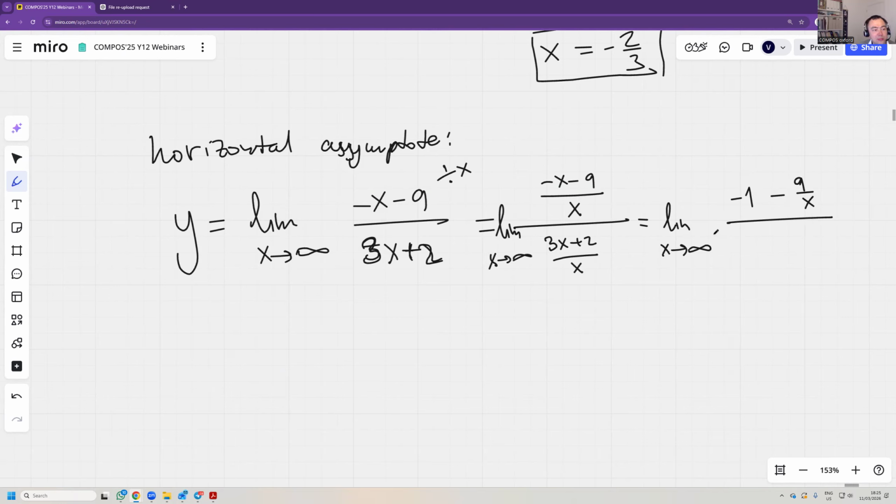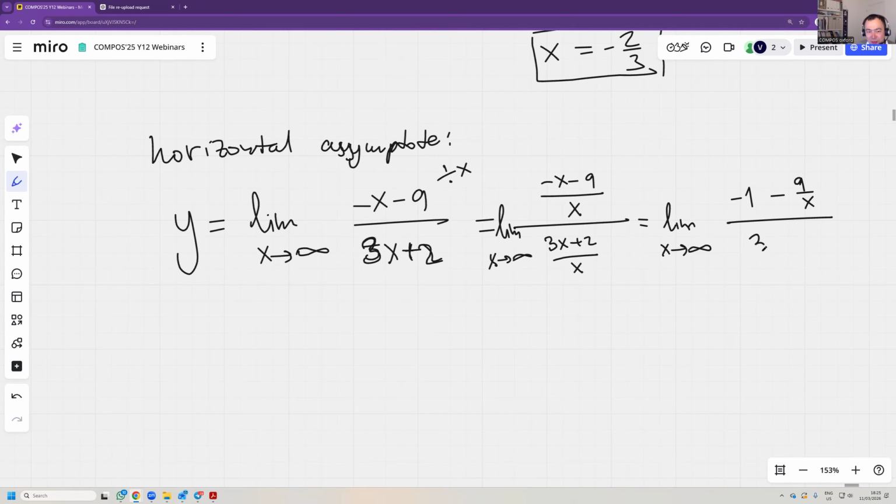Name for this method? I am unaware that method has a name. Well, that's the definition of a horizontal asymptote. The horizontal asymptote is the limit of the function as x tends to infinity, if that limit exists.